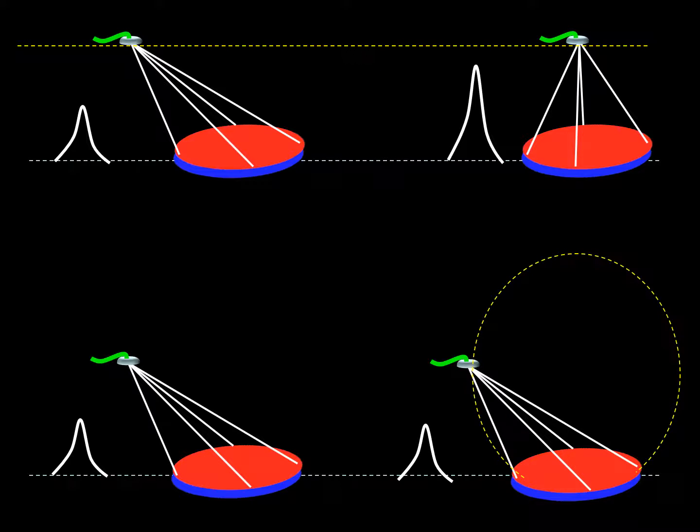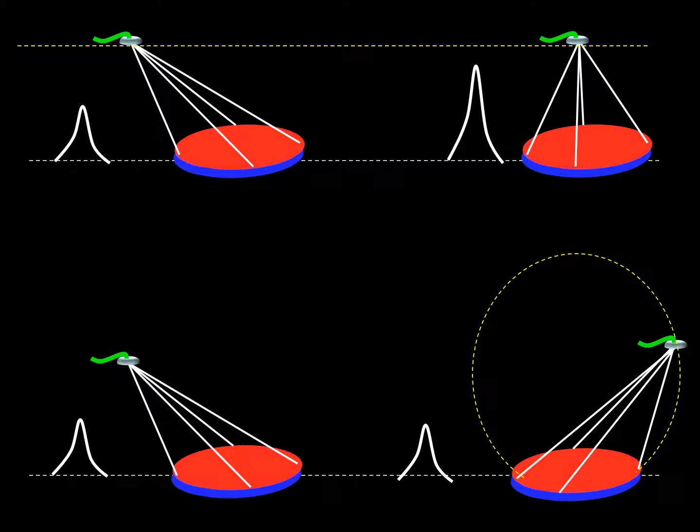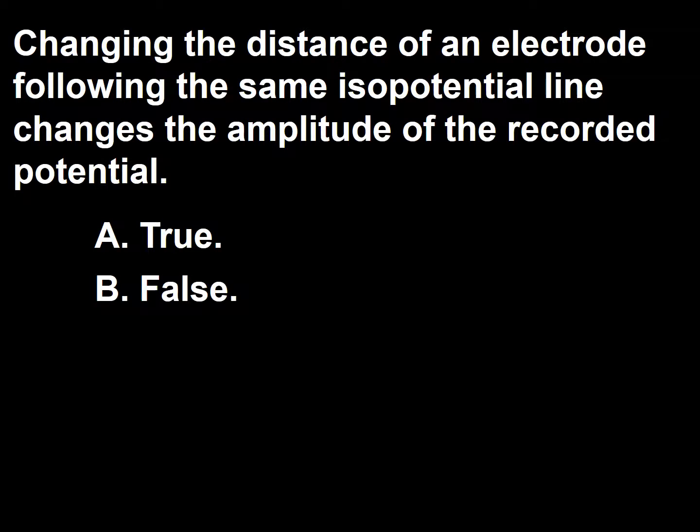But if the position of the electrode is changed following an isopotential line, the size of the wave will be the same despite the different position. This is because, as in this case, what is lost in distance is gained in angle. Or in this other case, what is lost in angle is gained in distance. So the answer to this question is false.